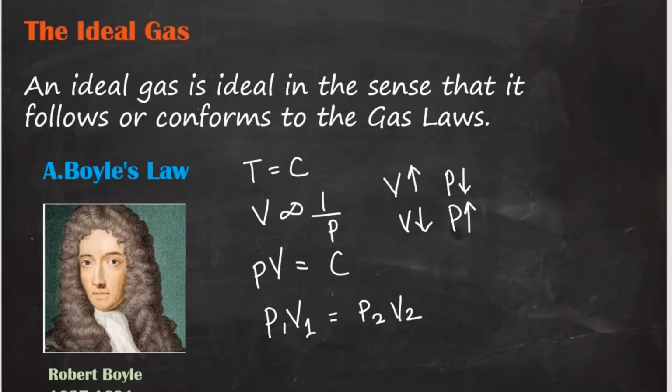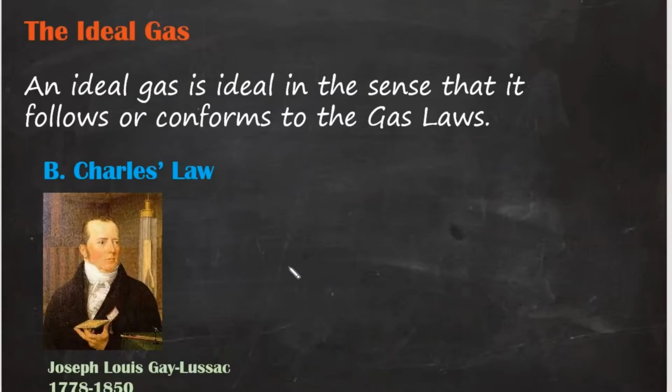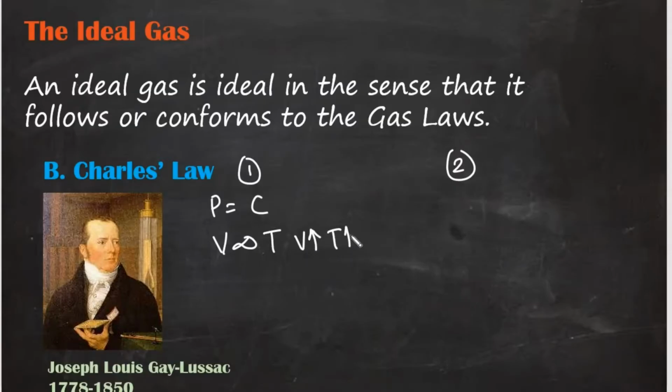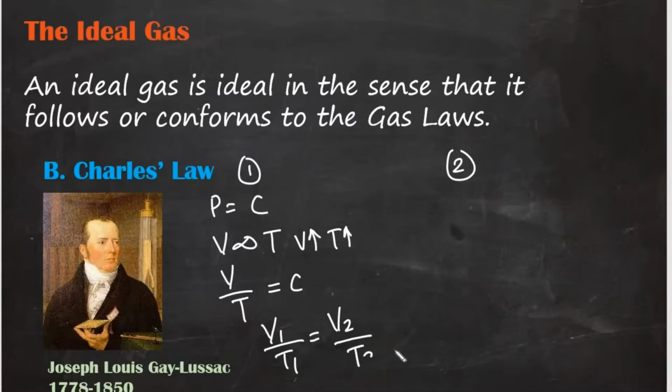Okay, we go to another gas law. Another gas law is by Joseph Louis Gay-Lussac, or known as Charles' law. This Charles' law is divided into two. The first one is if the pressure of a gas is constant, then the volume will vary directly with the absolute temperature. It means that if volume goes up, then temperature will also go up. So we have V varies directly with T, or V over T is equal to C. So we have V1 over T1 is equal to V sub 2 over T sub 2.